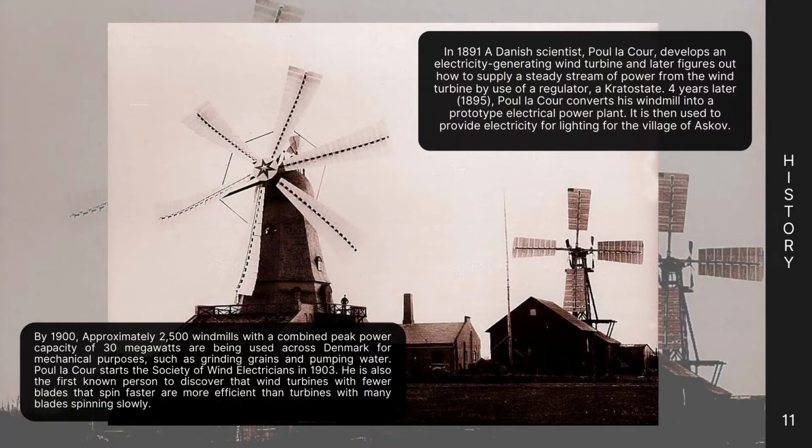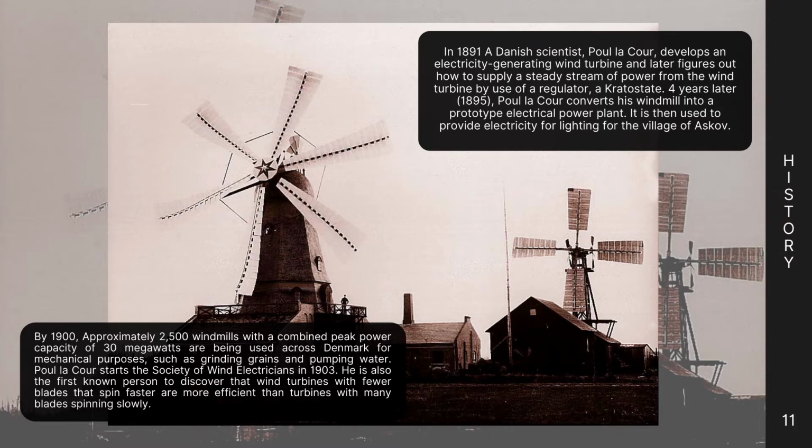In 1891, a Danish scientist, Poul la Cour, develops an electricity generating wind turbine and later figures out how to supply a steady stream of power from the wind turbine by use of a regulator, a tachostat. 4 years later, Poul la Cour converts his windmill into a prototype electrical power plant. It is then used to provide electricity for lighting for the village of Askov.